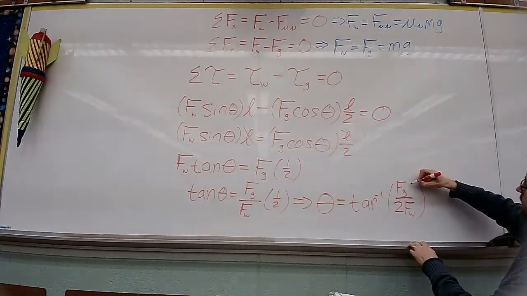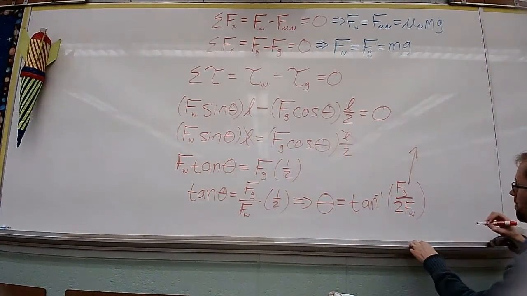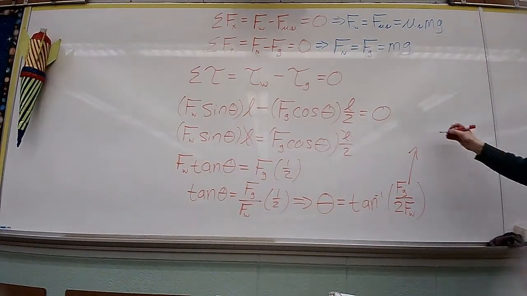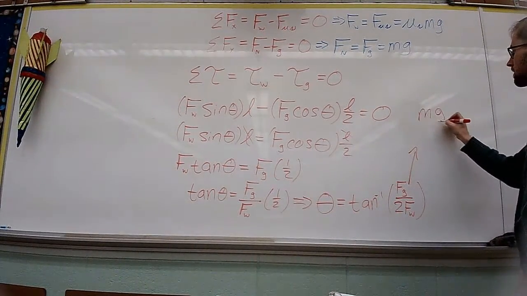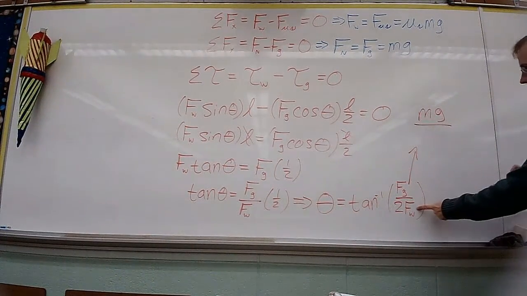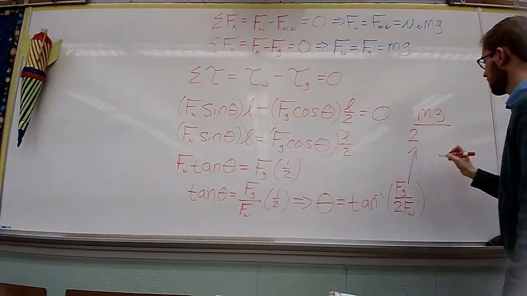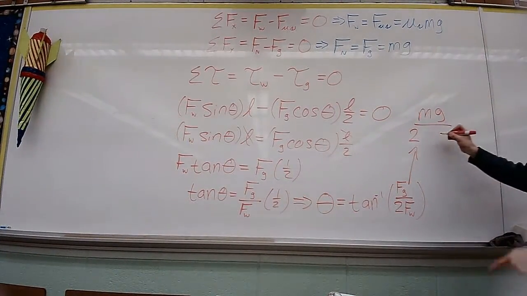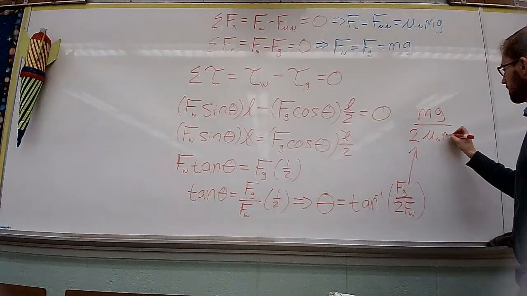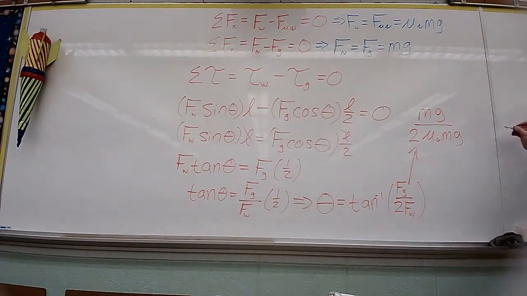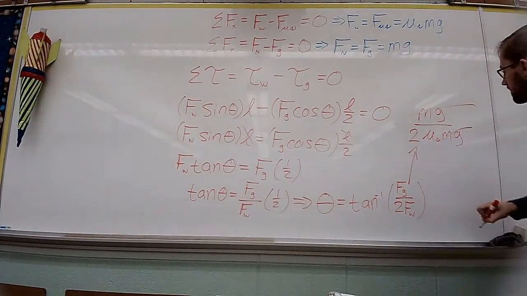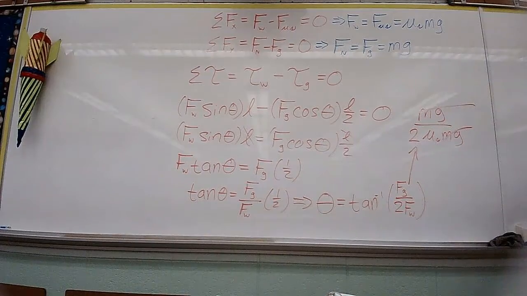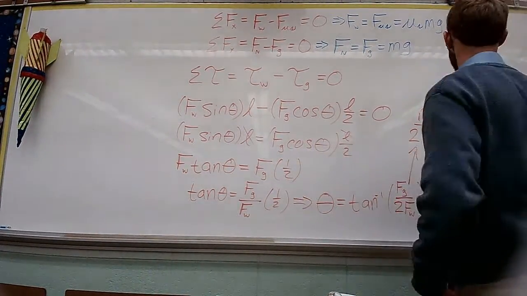And the next thing we're going to do here is put the proper variables in. Fg is equal to mg. Fw is equal to mu s mg. And look at that. Goodbye, mg. We hardly knew you.